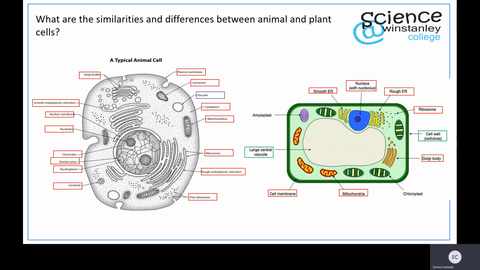Plants also have a cellulose cell wall to support the cell. They have chloroplasts, which are our site of photosynthesis. And they also have amyloplasts, which you will know as starch grains, and that's where they store the starch.